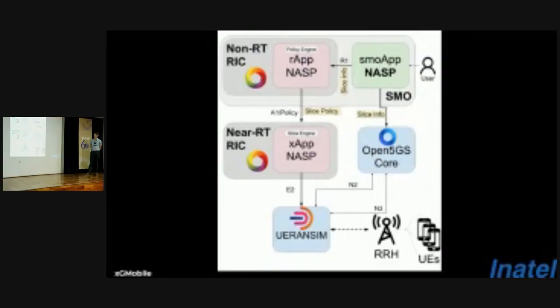In the other path, you need to create this slice, in the first step, in the Open5GS core. You will run the sim, be able to connect, and we don't need to do all those steps that we made before. We just need to open the front end of NASP.